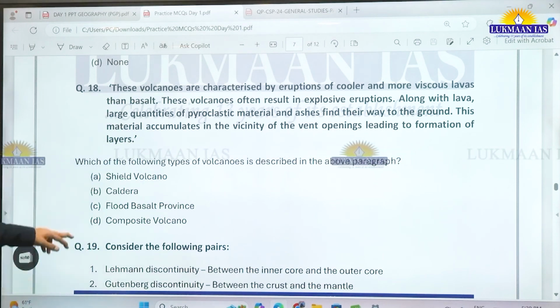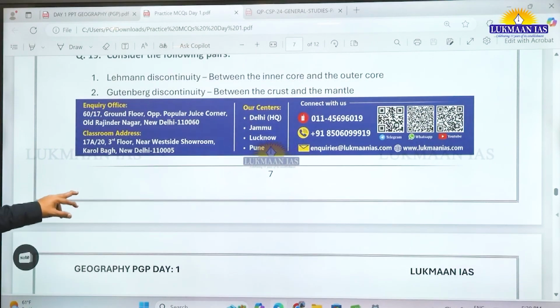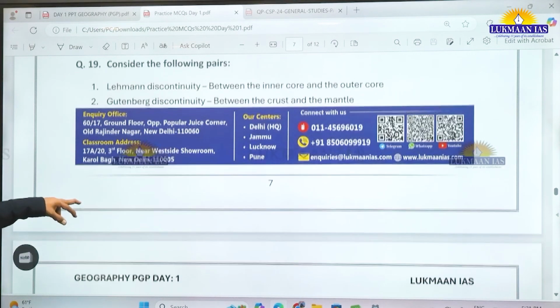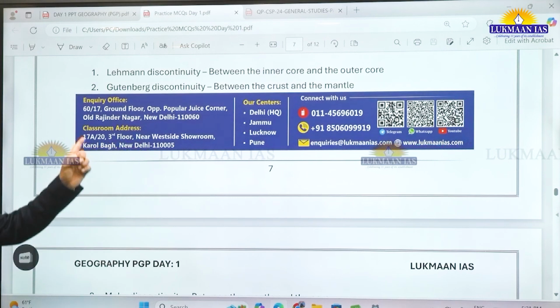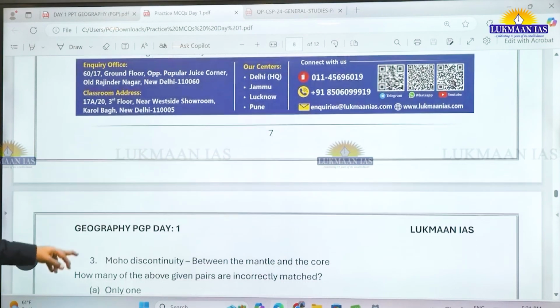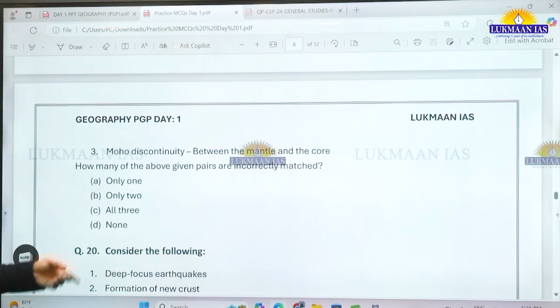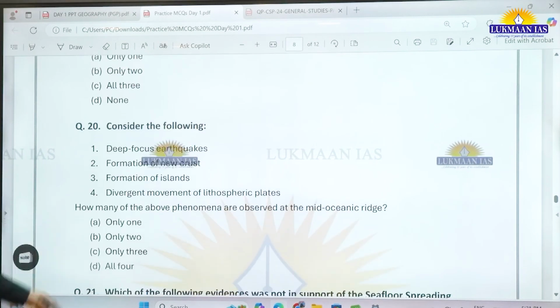Okay, then discontinuities, very simple one. Lehmann discontinuity between inner core and outer core, that is true. Then Gutenberg discontinuity between mantle and core, that is incorrect. Then Moho discontinuity between crust and mantle, it is incorrect. So only one is correct here. What about this one?